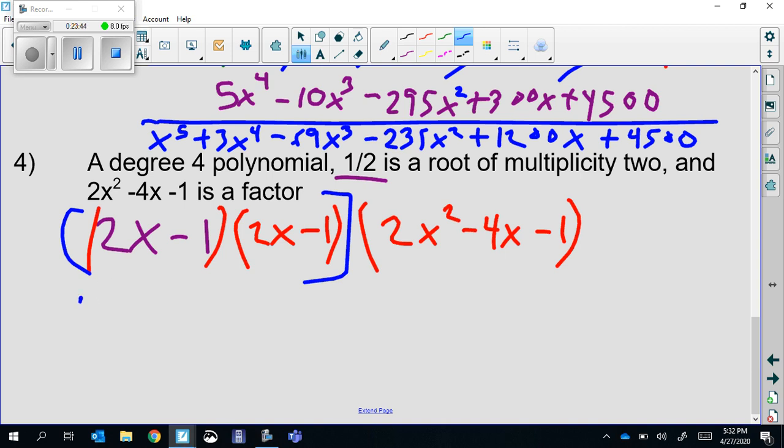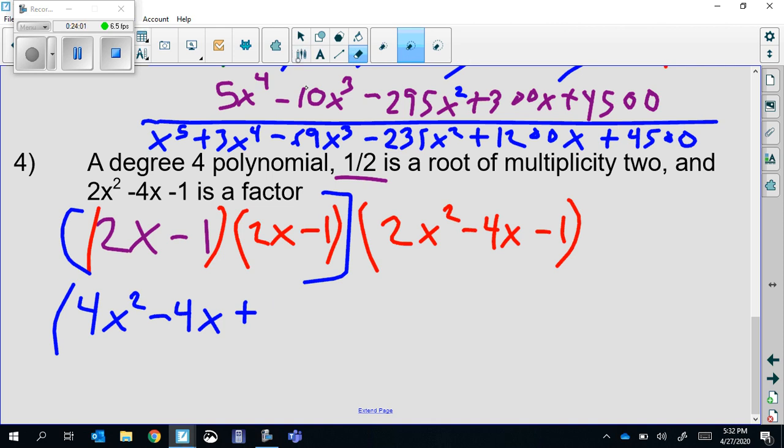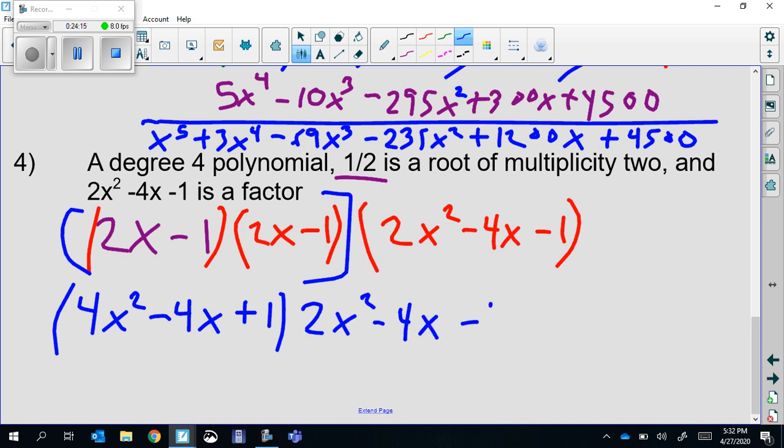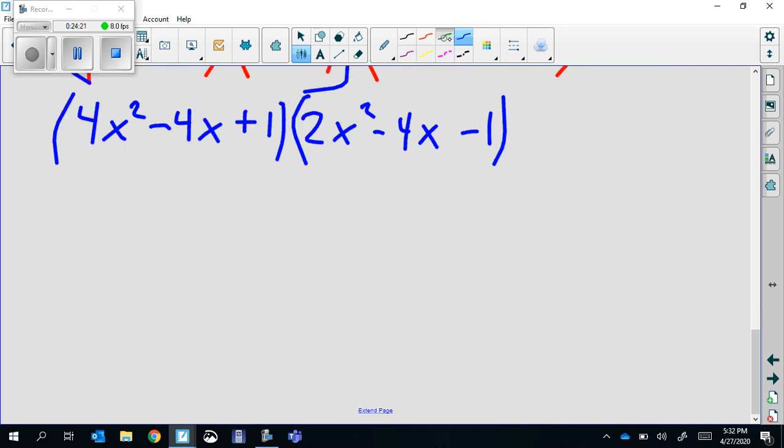So that's 4x squared minus 2x, so that's minus 4x, and then negative 1 and negative 1 is positive 1, and we're going to multiply by x squared minus 4x minus 1. So you can set up your box method again. You can do whatever you wanted to help you finish this one off. I'm just going to multiply it.